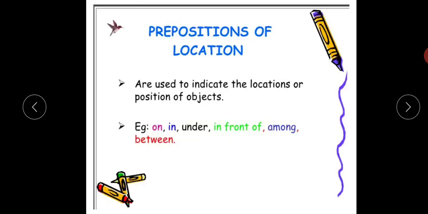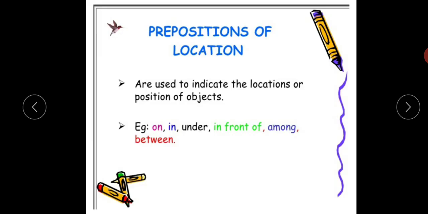The next one, so don't forget that prepositions of time are used to show when things happen, right? The next one is preposition of place or location. Both are right. Preposition of place or location.